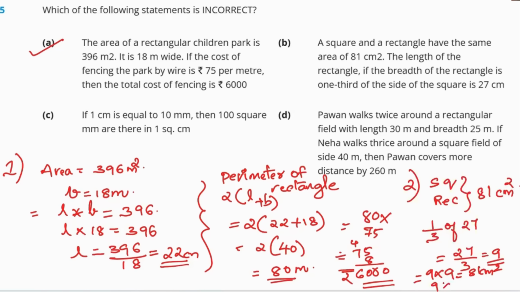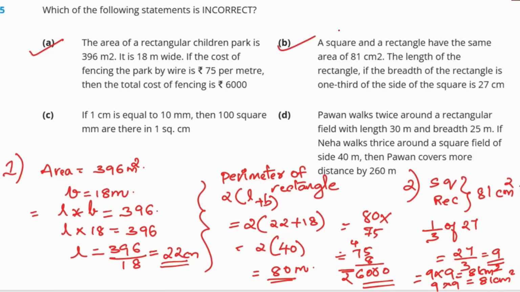So 9 into 9, which is also 81 centimeter square. So here the area of the rectangle and the square is the same, that is 81 centimeter square. If they have the same side, like length, breadth, and one side of the square is 9 centimeters, then that statement is also true.